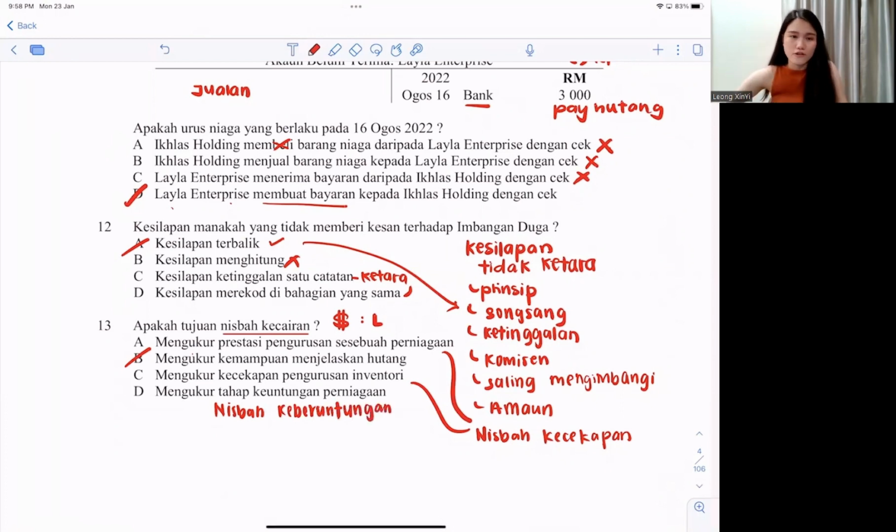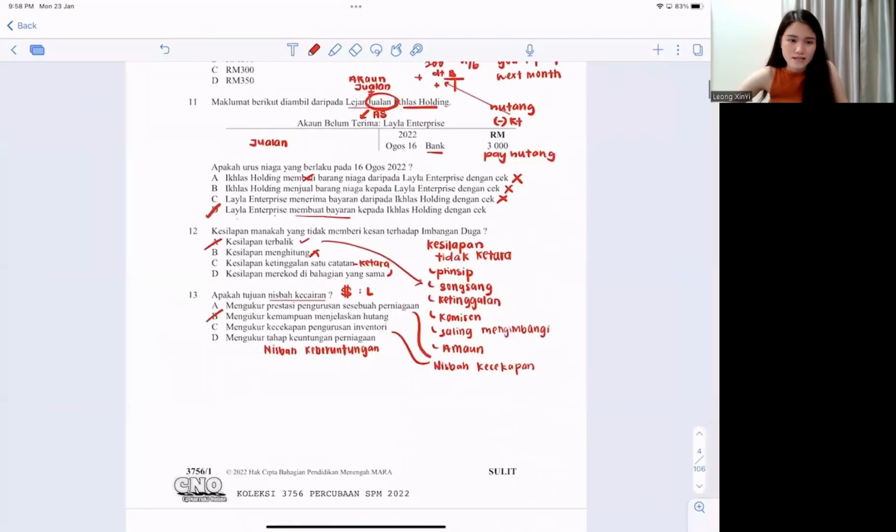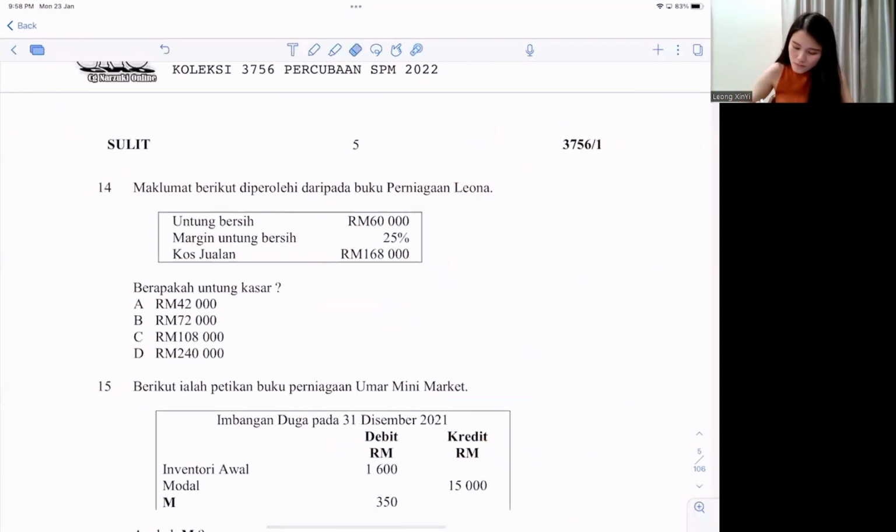Alright, so this is it for questions 10 to 13. Let's move on to 14. Maklumat berikut diperolehi daripada buku perniagaan Leona. You have untung bersih, margin untung bersih, and cost jualan. They want untung kasar. Actually it's quite easy, because untung kasar is jualan bersih tolak cost jualan.